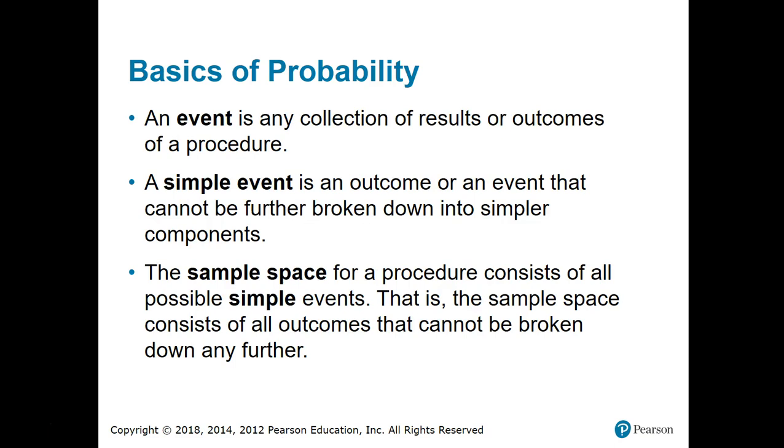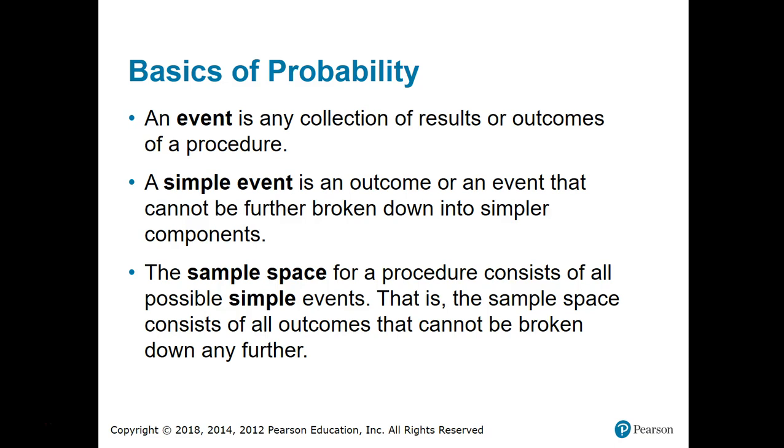Basics of probability. What do we got? We got an event. Now, an event is a collection of results or outcomes of a procedure. Great, that doesn't really explain much. It's simply an outcome. So I can have a kid or I can not have a kid. Those are two different possible outcomes.